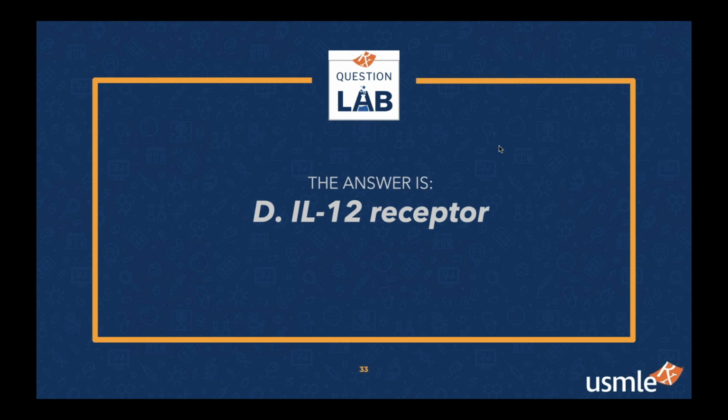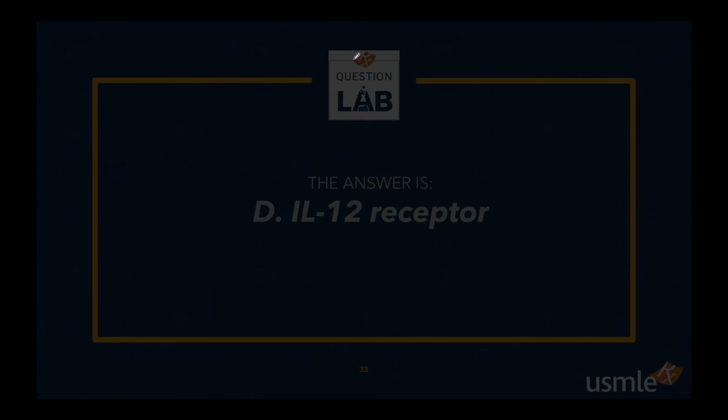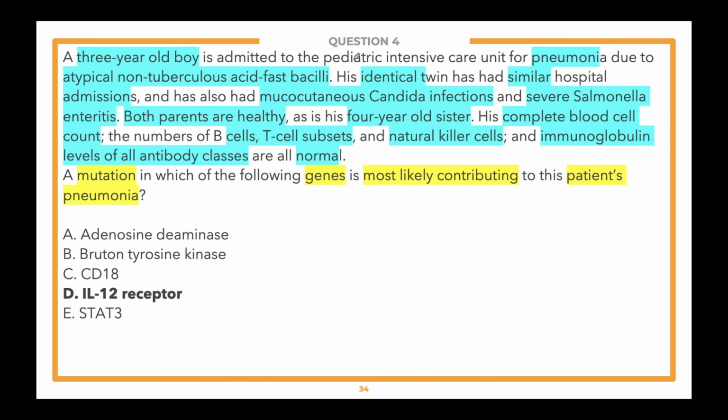Let me hand it off to Forrest. Thank you, Sean. So once again, I'm going to show you what we ended up coming up with for this question. It's a tough question, so let's take a look. You can see here we've got a 3-year-old boy, and he's got an atypical mycobacterial infection, acid-fast bacilli. And his identical twin also had similar admissions, but also had Candida and Salmonella. So maybe some immune deficiency going on.